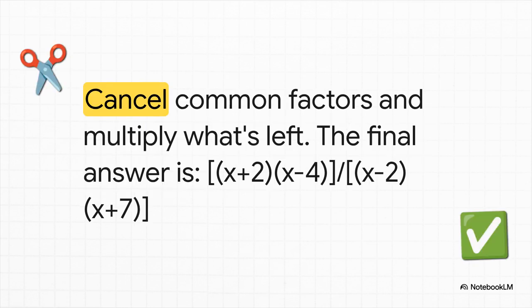And now, for the really satisfying part, the slashing. We just scan the top and bottom for any matching factors. See that x plus 1 on the top left? There's one on the bottom right, so gone. Same with the x minus 3s. They cancel out too. All that's left is to multiply what didn't get slashed, and there's our final, much simpler answer. So much cleaner, right?